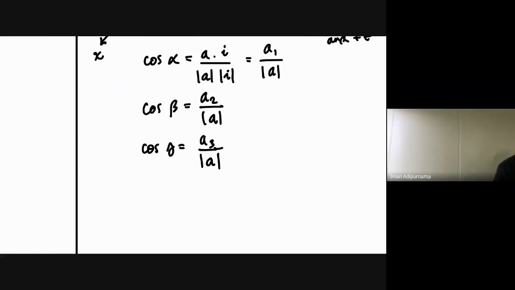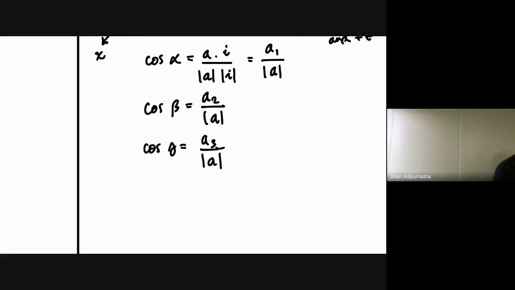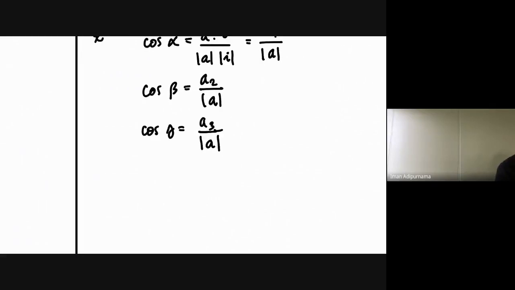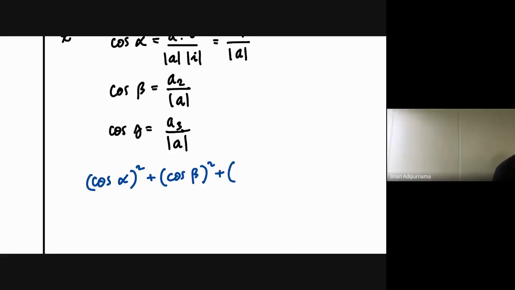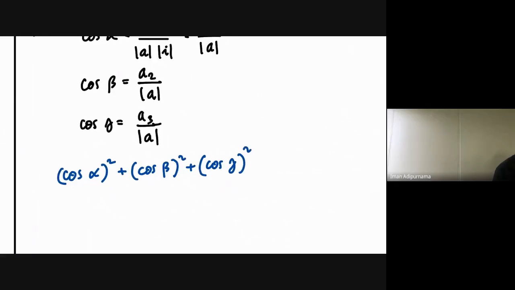And then by squaring all of the cosines here, cos alpha squared, cos beta squared plus cos gamma squared, this all will result in 1.